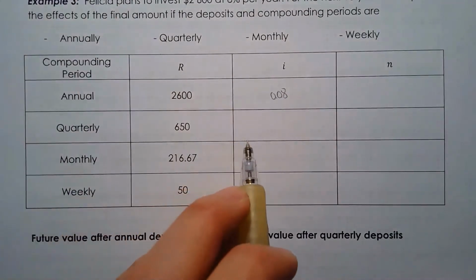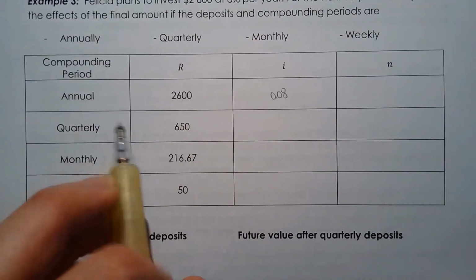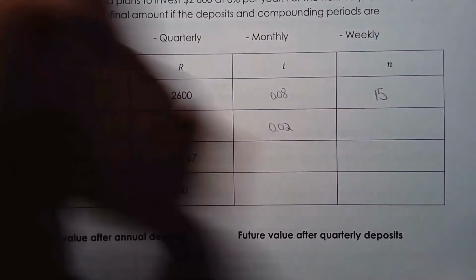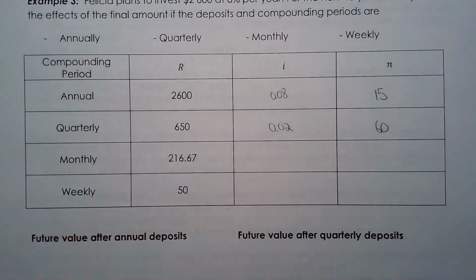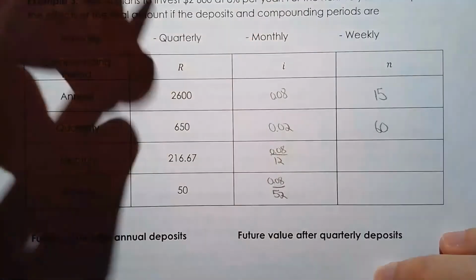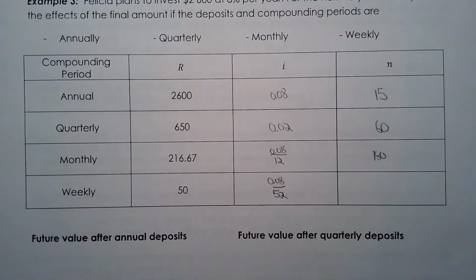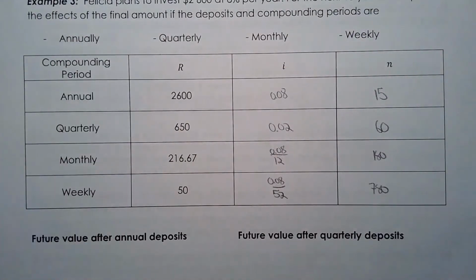So 8%. And now if you make quarterly deposits, then the interest rate per compounding period is 0.02 instead. 4 times a year for 15 years is 60 times. You know what? I'll just do it. Weekly, monthly, so that's 12 times a year for 15 years. That's 180. 52 times 15, that's 780. 52 times for 15 years, 780 times.